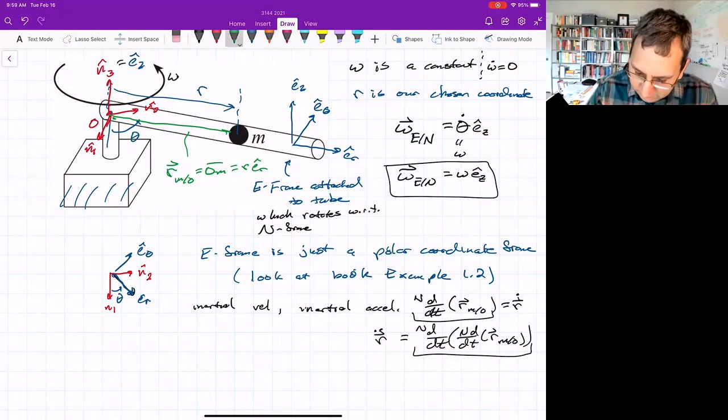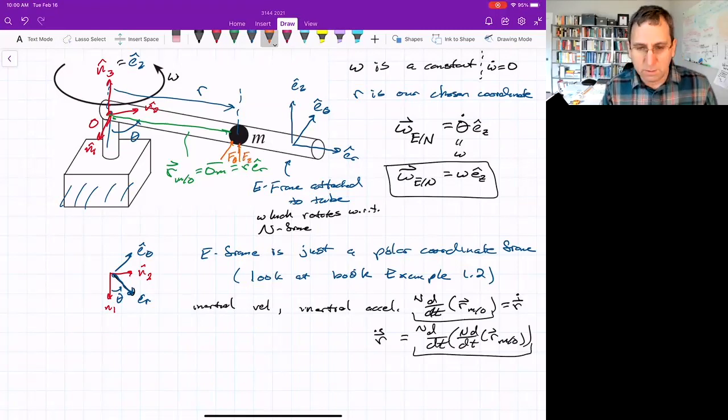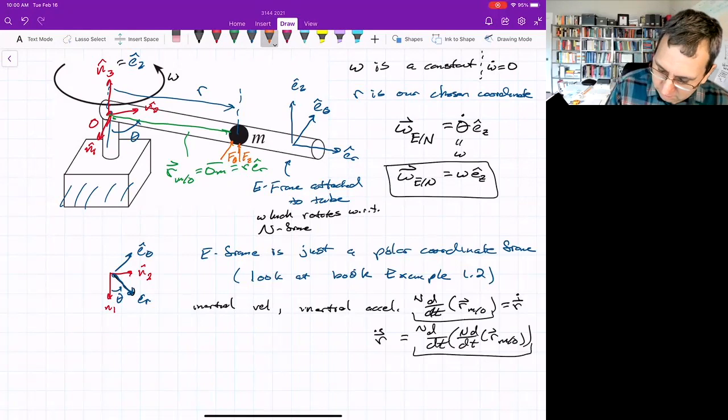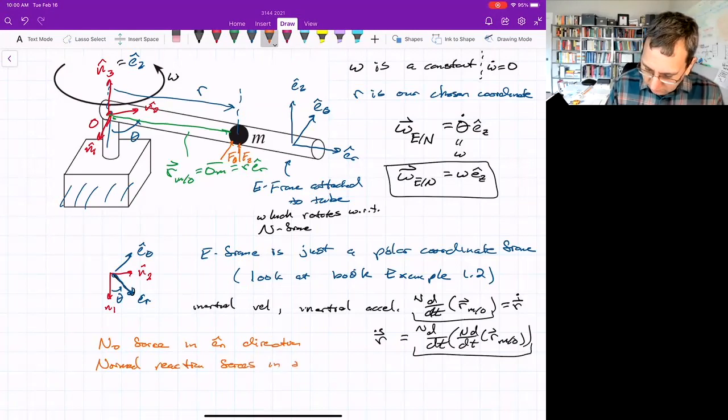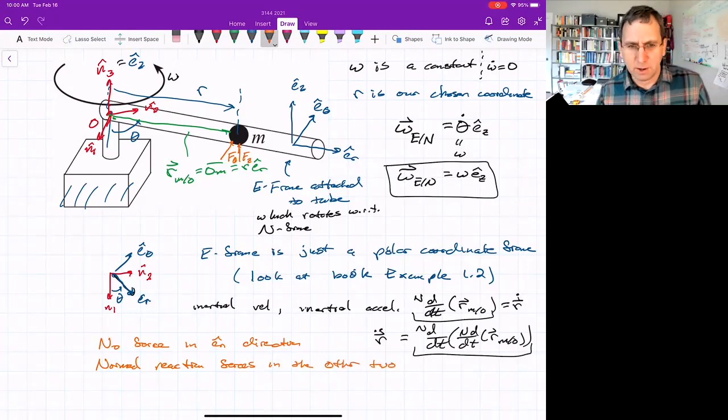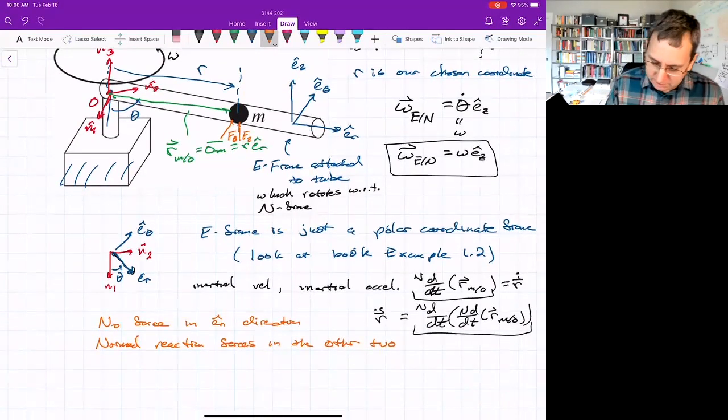If you want, we've got a force in the theta direction. We've got a force in the z direction, but they don't matter. They don't affect the motion in ER. So no force in the ER direction. And we've got normal reaction forces in the other two. Are those going to matter though? I don't know. So you'll have F equals total force equals m r double dot.